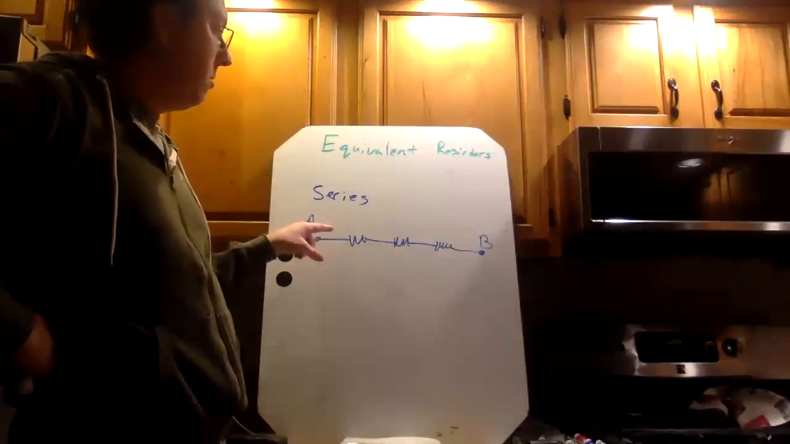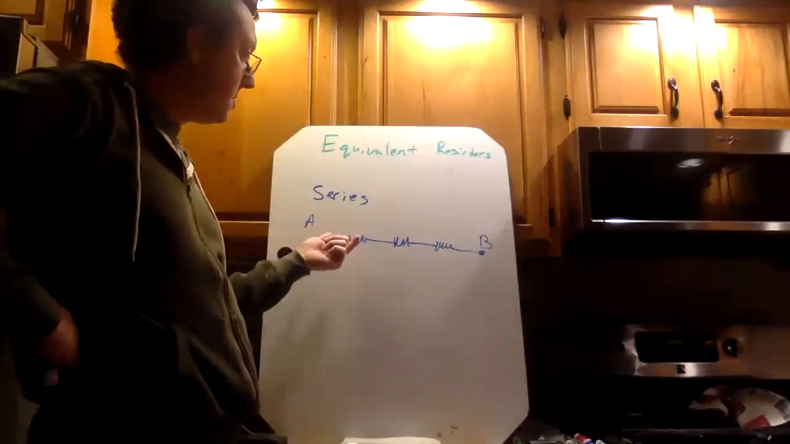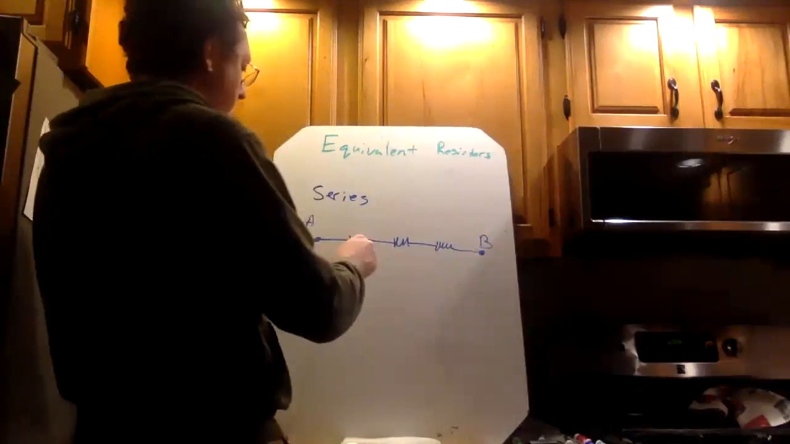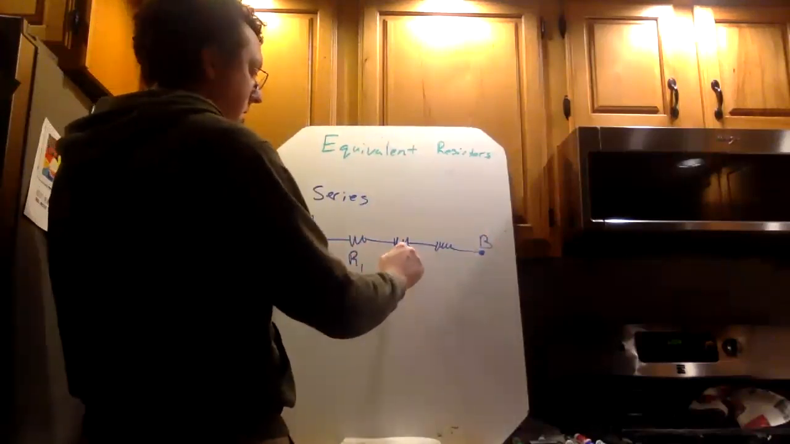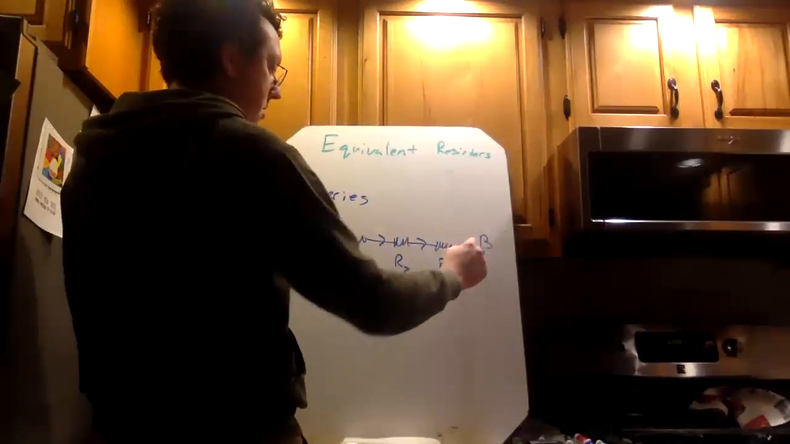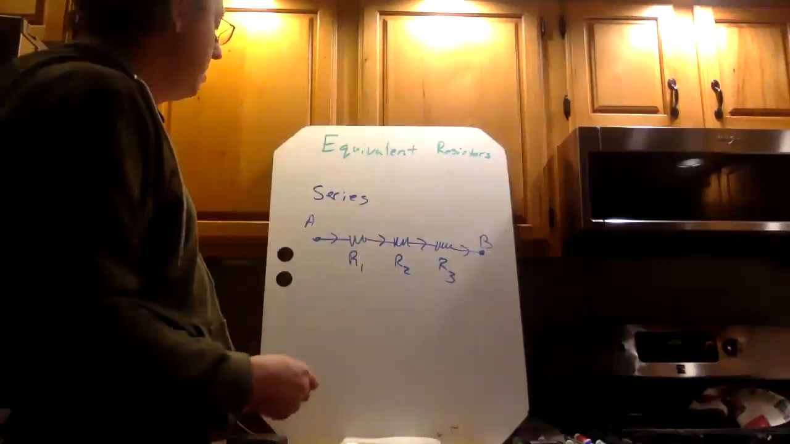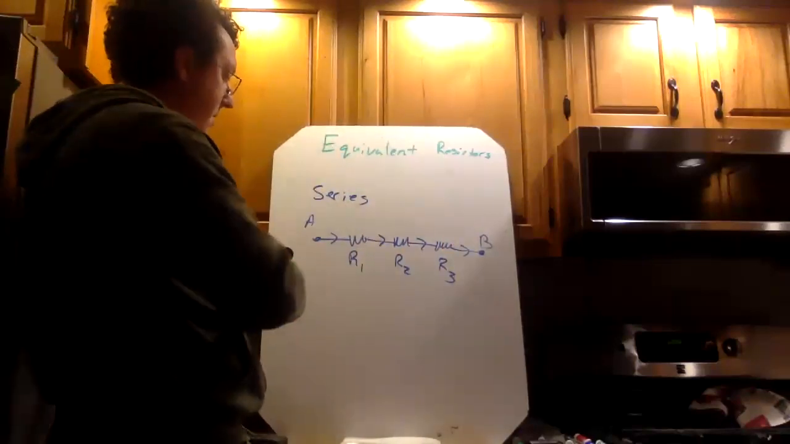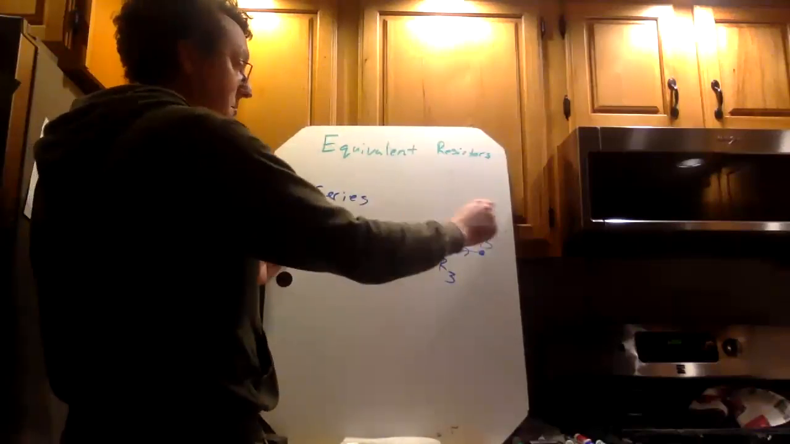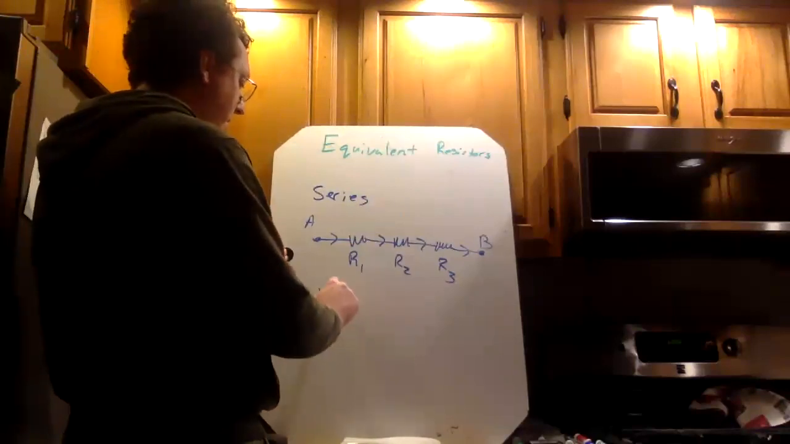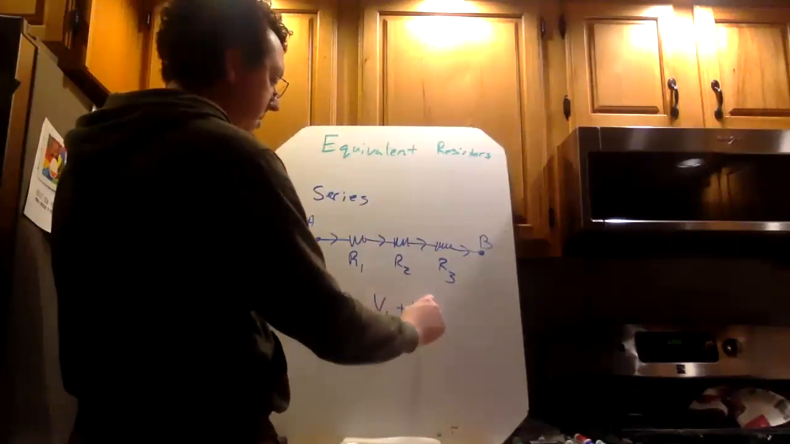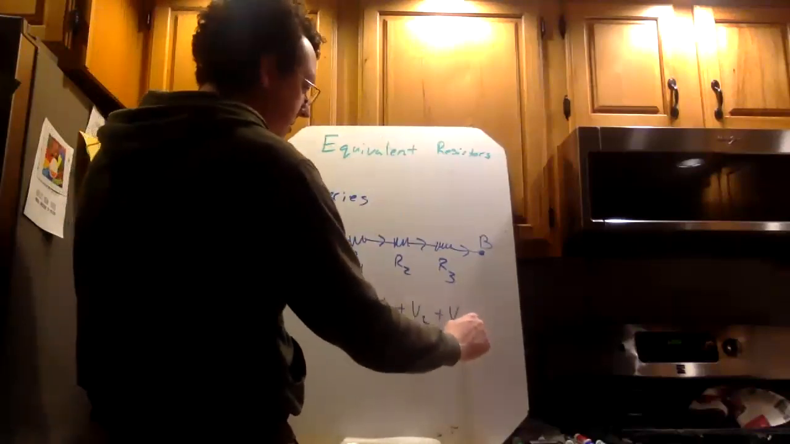Well, what do we know about voltage changes? We know that voltage drops just accumulate. So if I said this was resistor 1 and R2 and R3, imagine there's a current flowing, then I would say that the total voltage drop is just the sum of all the separate ones. So I'd say V total is just V1 plus V2 plus V3.